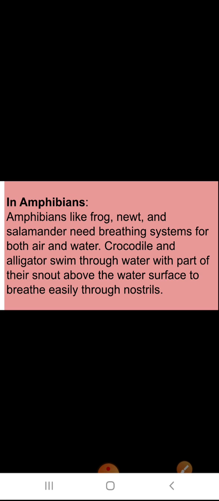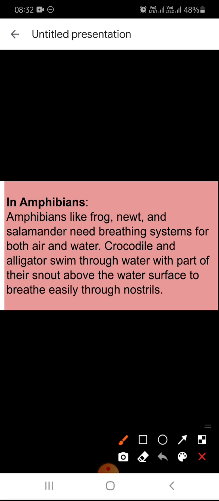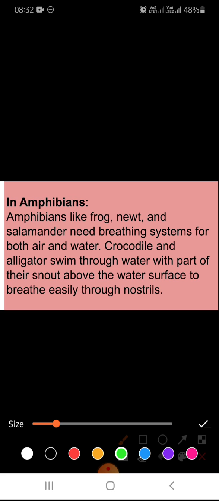Amphibians are those animals which live in water and also on land, both, like frog, newt and salamander. Salamander is the largest amphibian. It is generally found in China. They have a breathing system for air and also for water.